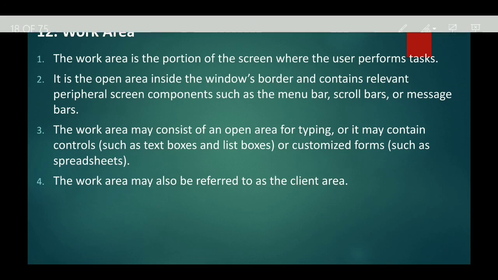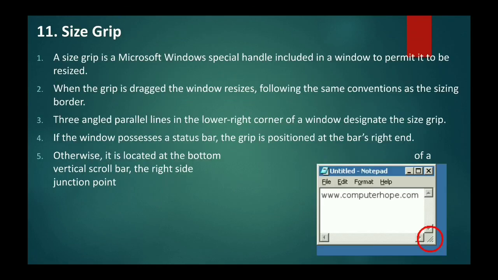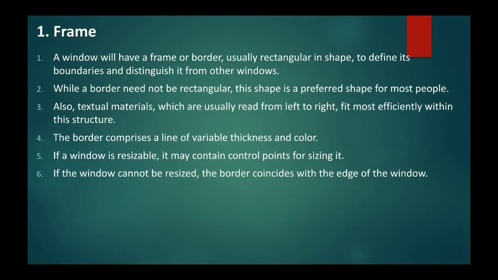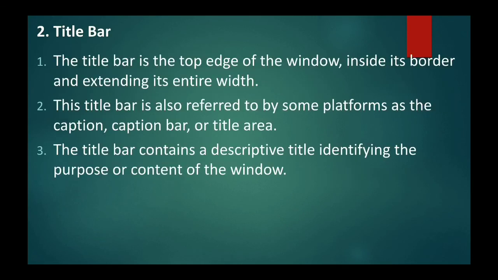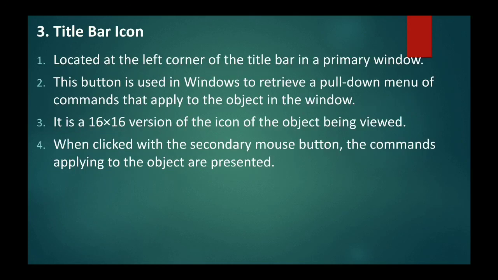Let me show you the different components. These are the components of the window. They include the frame, the boundary, the title bar, or the caption bar, the place where the unique name will be placed. The third one is the title bar icon, which is of 16 by 16 size and is placed on the left-hand side of the top corner.